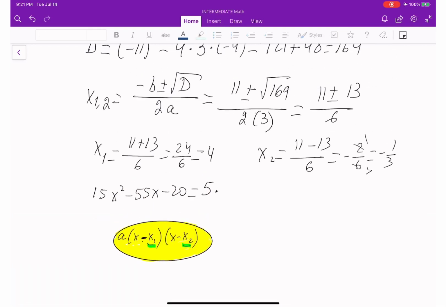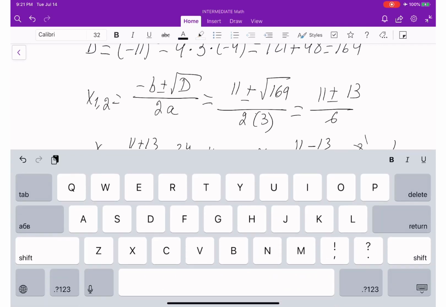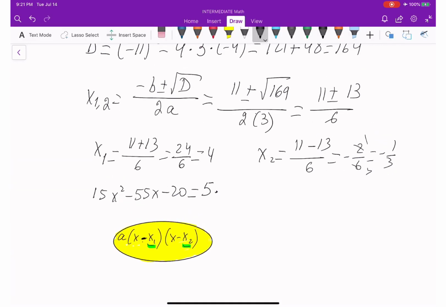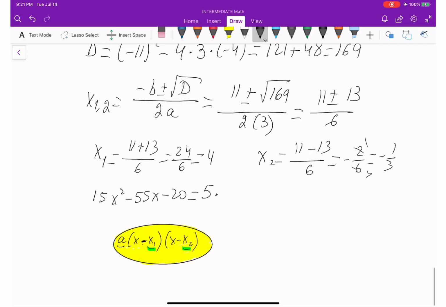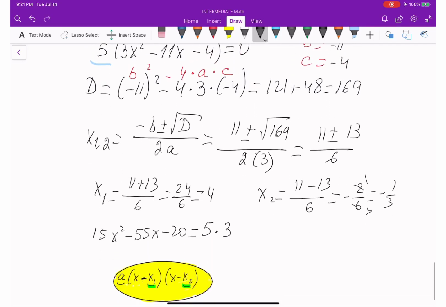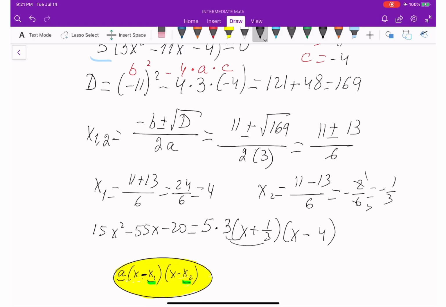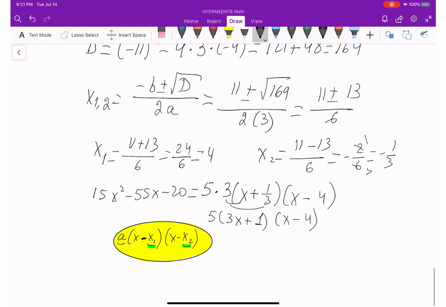So we are going to have my A. How much is my A? 3. So 3 times x minus x1. Let's put the fraction first, 1/3. If it's negative 1/3, it's going to be positive 1/3. And then x minus x2 is x minus 4. So I'm distributing, it's going to be 5 times 3x plus 1 and x minus 4. And that's all. I'm done.